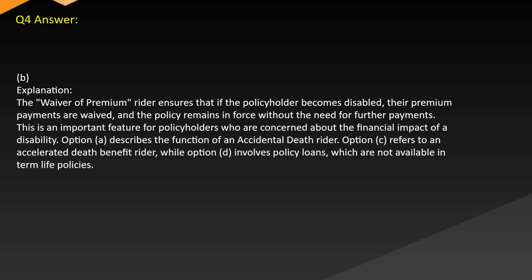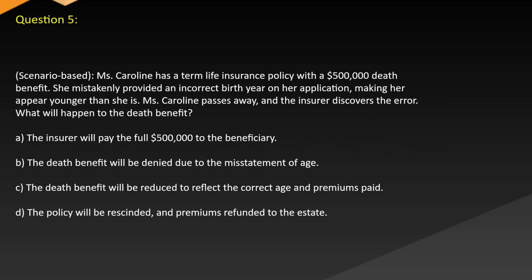Option A describes the function of an accidental death rider. Option C refers to an accelerated death benefit rider, while option D involves policy loans, which are not available in term life policies. Question 5, scenario-based.